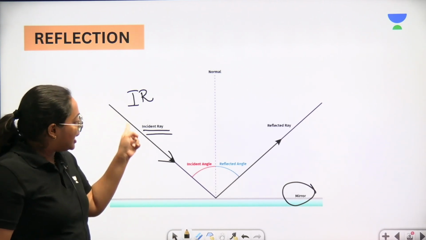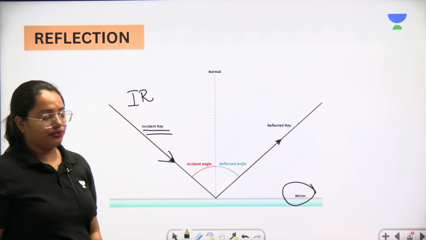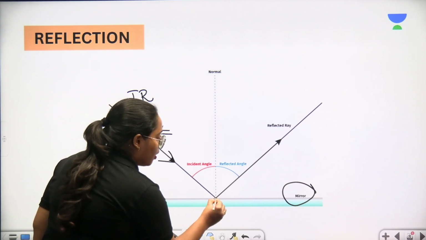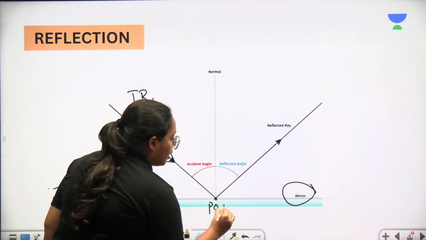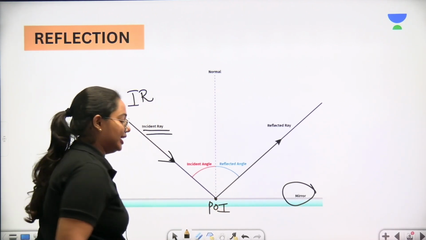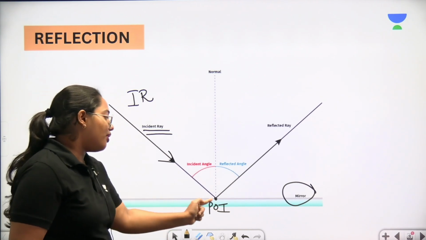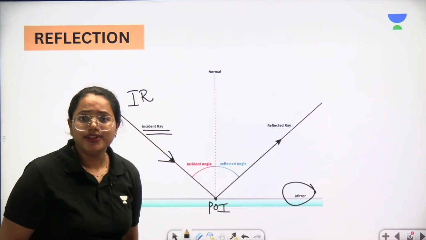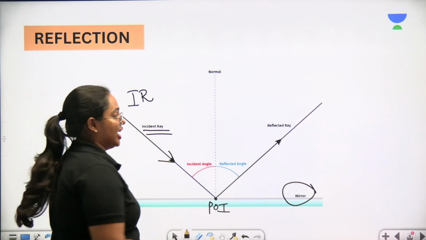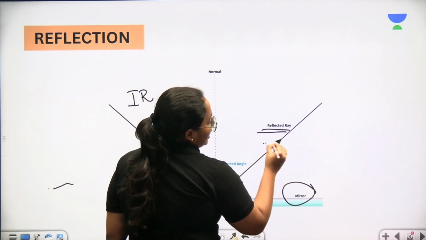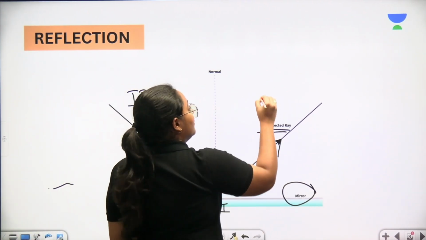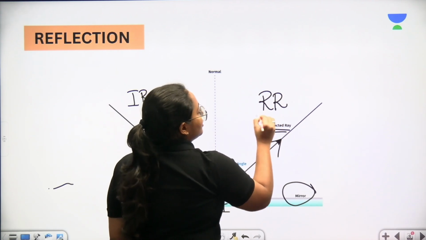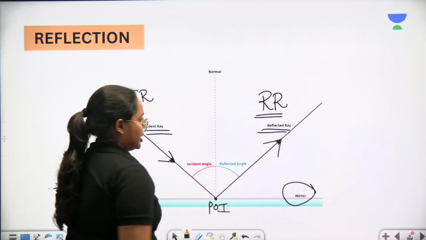Now the incident ray falls onto the surface at a point called POI, point of incidence. Very important. And from the point of incidence, it bounces off back to the same medium as the reflected ray. So this is the reflected ray. Look at the arrow here. This is how the arrow has been shown here.